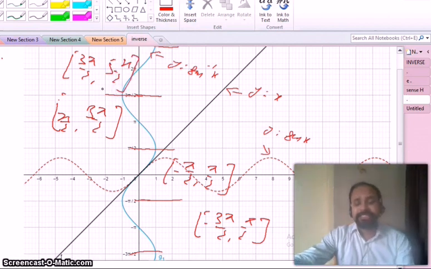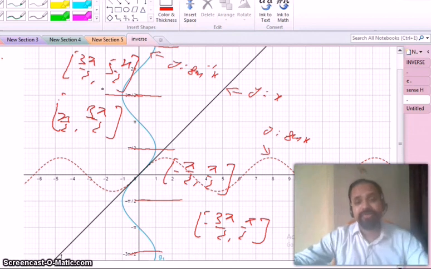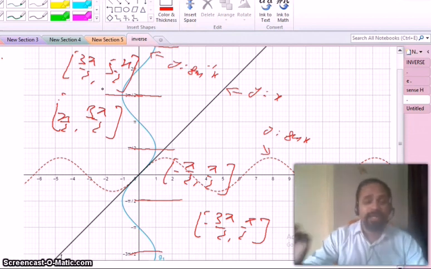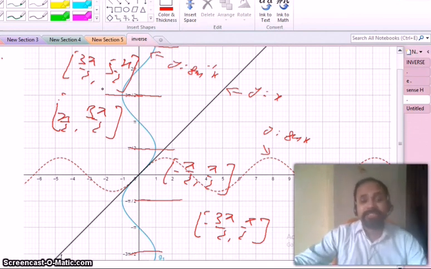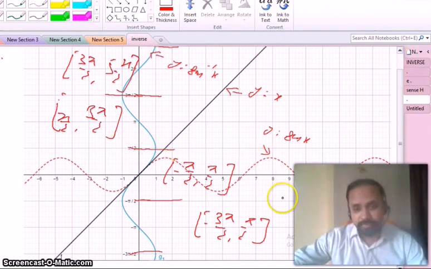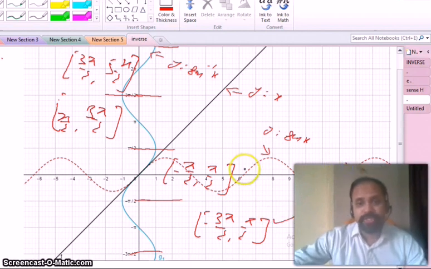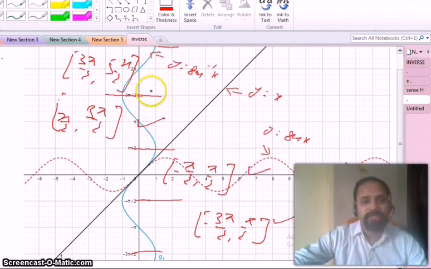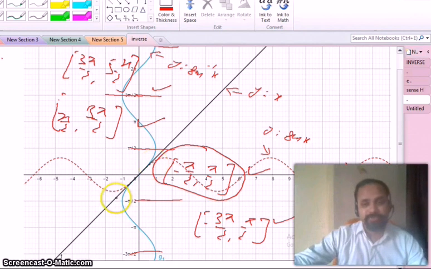That means in these restricted intervals, sine inverse is defined. The inverse of sine exists if and only if we restrict the range of sine inverse x, either to this one, this one, this one or this one. And the interval minus pi by 2 to pi by 2 is known as the principal branch value.